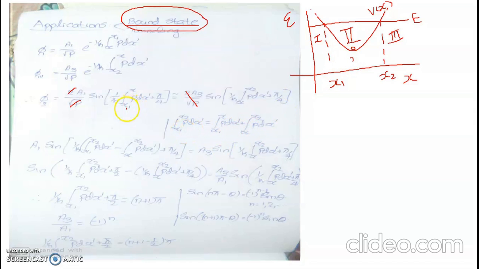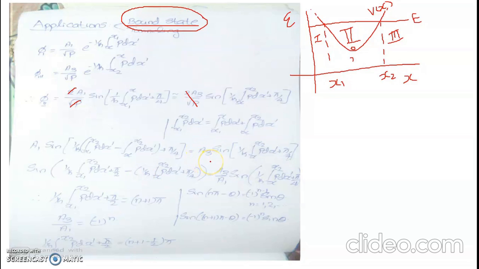So we substitute integral x1 to x p dx prime as integral x1 to x2 p dx prime minus integral x to x2 p dx prime, taking this term to the left side. That is being substituted here. A1 is retained for one more step. A1 sine of 1 by h cross, integral x1 to x2 p dx prime minus integral x to x2 p dx prime plus pi by 4, equal to the right side, is retained. Now I'll be opening this bracket and I require this term as well.